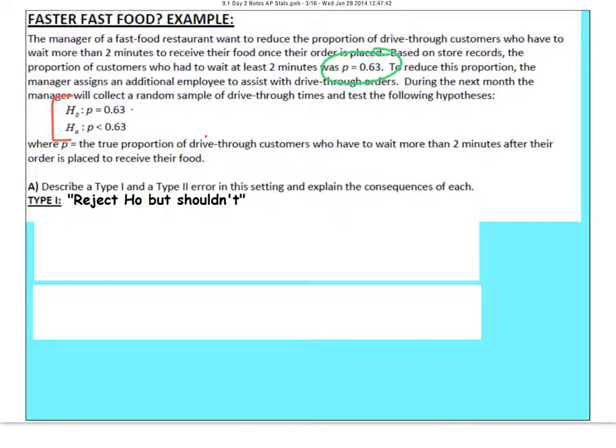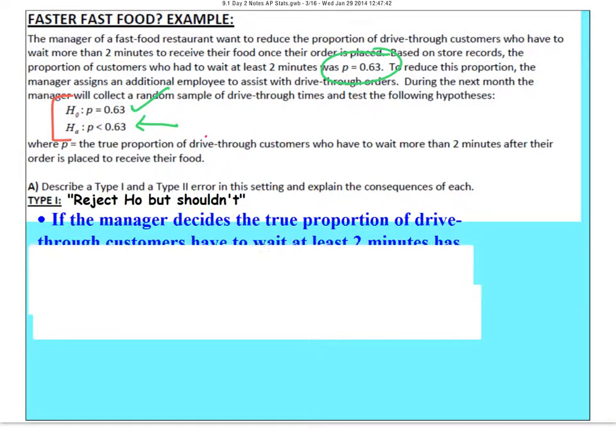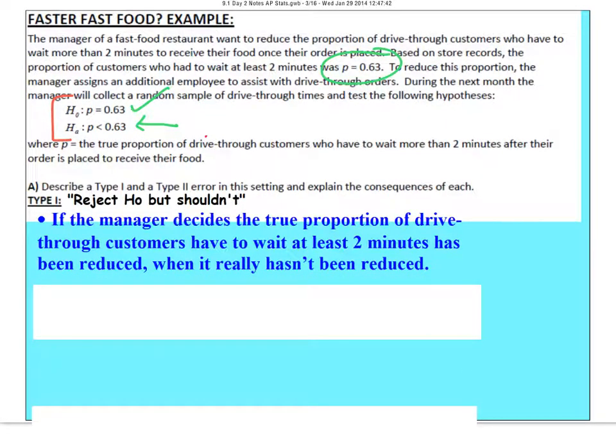Okay, so let's start with type 1. In type 1, you would reject H sub O, but you shouldn't. So type 1, you would reject H sub O, and you would conclude H sub A, but we shouldn't have done that. What is going to be the issue? Well, if you do that, we would end up concluding that the proportion went down, but we shouldn't conclude the proportion went down. So here's the problem. If the manager decides the true proportion of drive-through customers who have to wait less than 2 minutes has been reduced when it really hasn't been reduced, that's the problem.